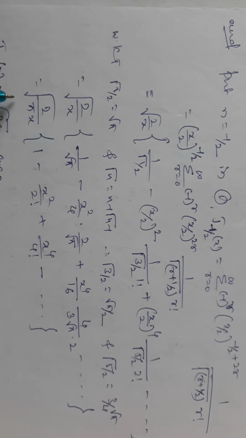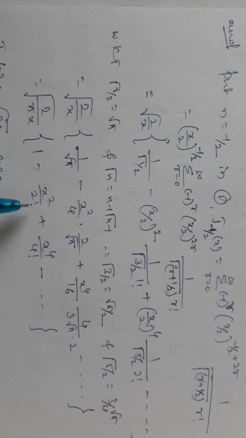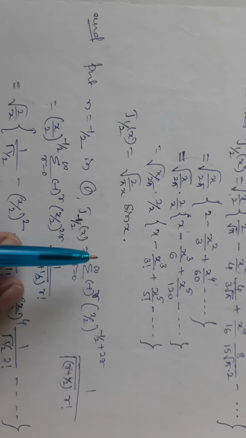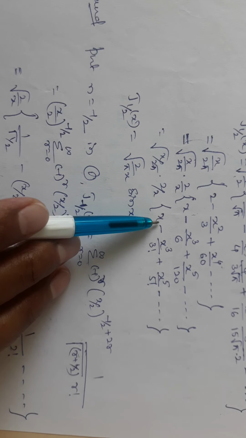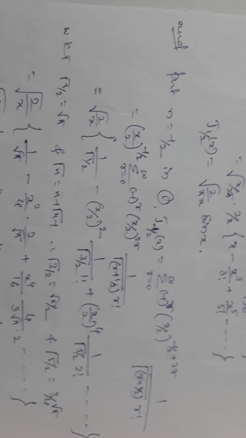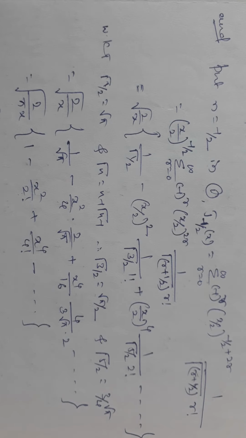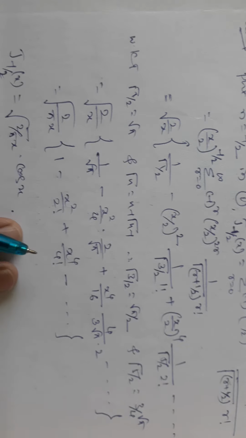Then we have root 2 by pi x, and this is the algebraic expansion of cos x, meaning cos x is the expansion of algebraic terms in even powers, and sin x is the algebraic expansion in odd powers. This is J minus half of x equal to square root of 2 by pi x into cos x.